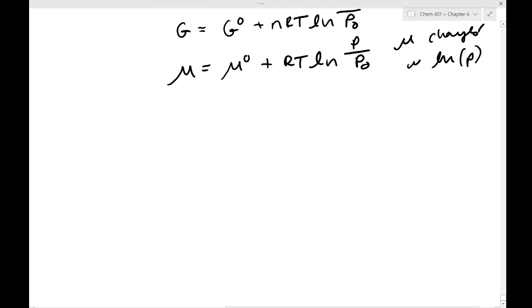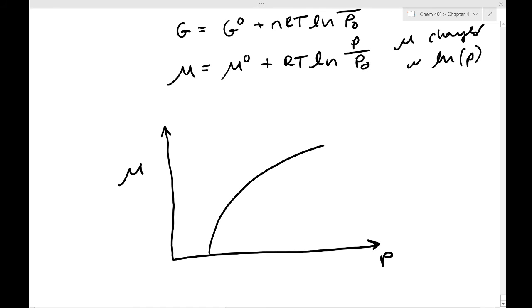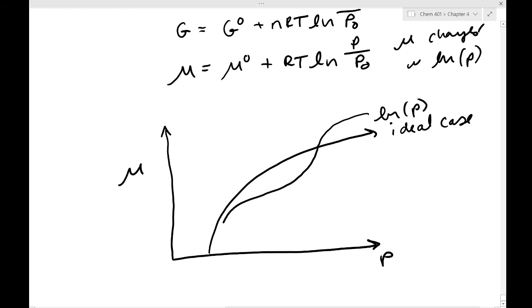And if we look at that on a graph, it looks something like this. So we have mu and P. It should look something like this. This is a natural log curve, so this is ln of P. And this is what happens in the ideal case. But in the real case, it doesn't look anything like this. It's kind of up and then down and then goes back this way. And this is the real case. So the real gas, as we know, doesn't act anything like an ideal gas.